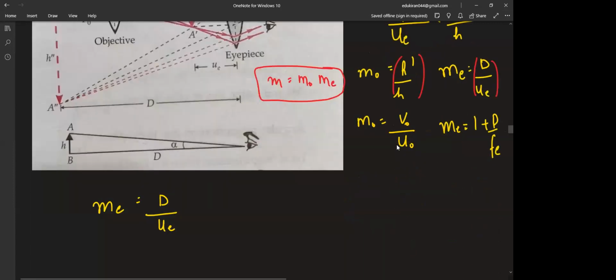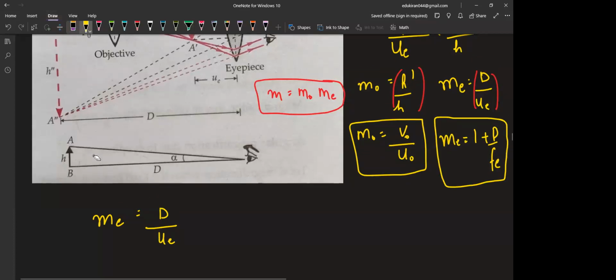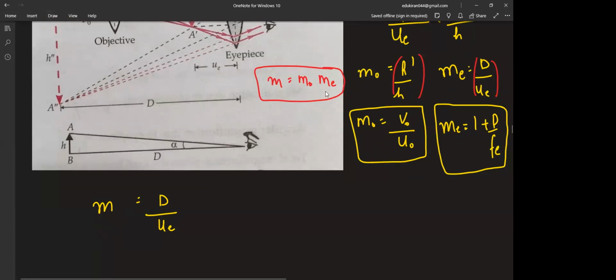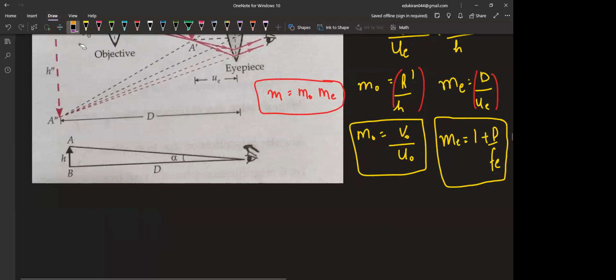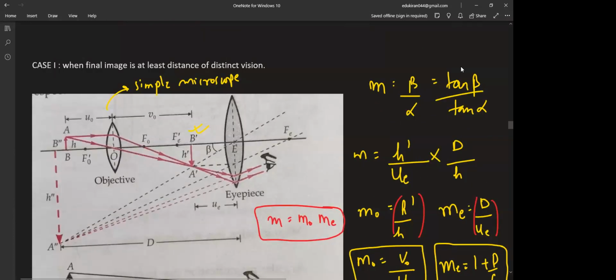So what is m naught? M naught is v naught by u naught. Me is 1 plus d by fe. So what will be the final magnification? Final magnification is the product of both these. How do we know that it's the product of both these? Look here, class. Because when we had seen the ratio, we had seen that this was magnification of objective lens and this was magnification of eyepiece. That's why we could write this.